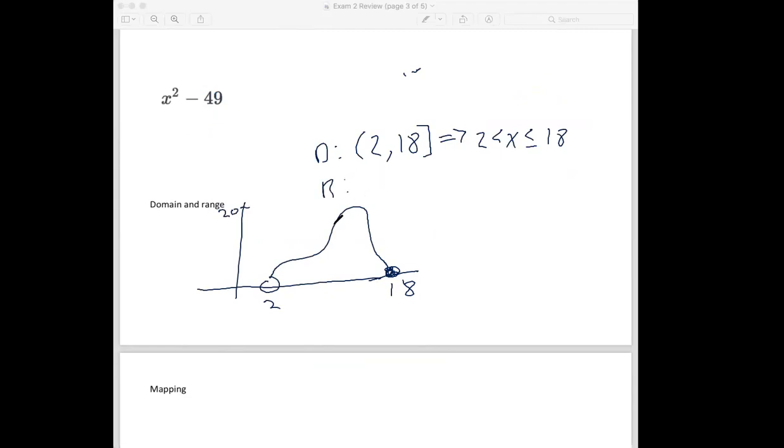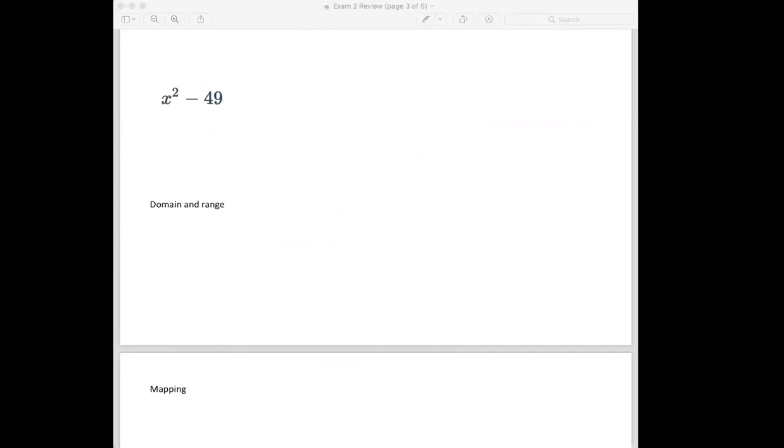The range of this would be 0 up to 20, which is the same as writing 0 less than or equal to y less than or equal to 20. And if you have questions, you can send me a question through the chat. I'm going to clear this and do another one really quickly.